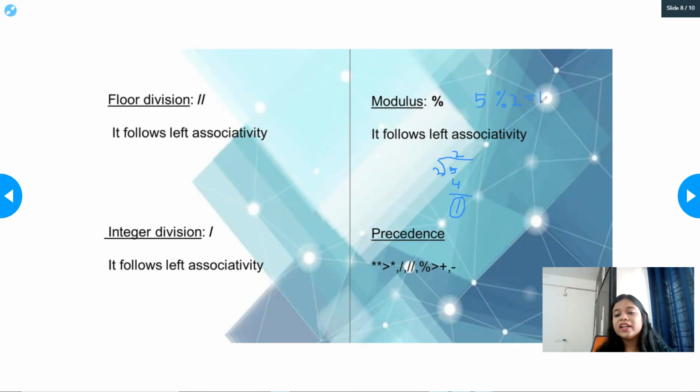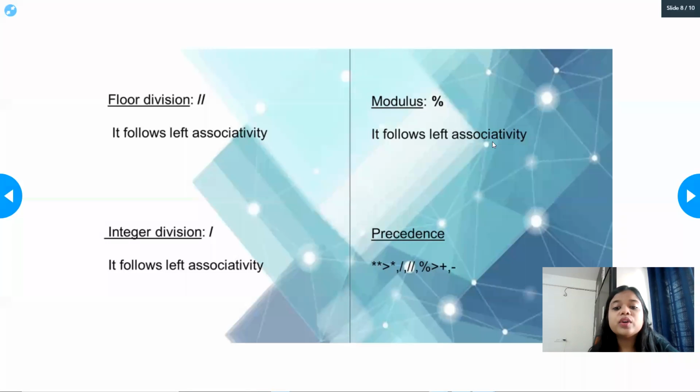I'm going to get 1 because when we divide 5 by 2, we are getting a remainder as 1. So whatever the remainder is, we are going to get it as our modulus answer. If it was 5 divided by 3, then the quotient would have been 1 and we would have got the remainder as 2, so our modulus would have been 2. It's quite simple, I guess. So these were all the arithmetic operators that are available to us.